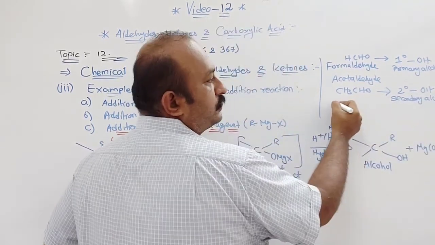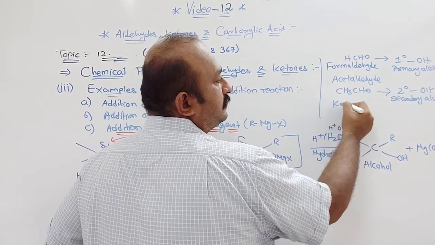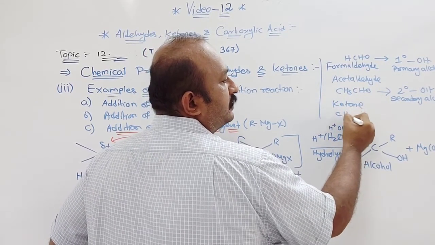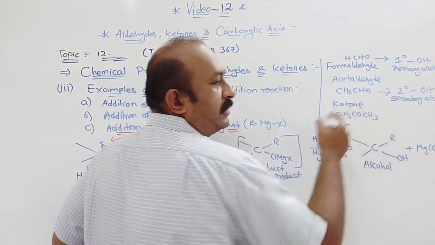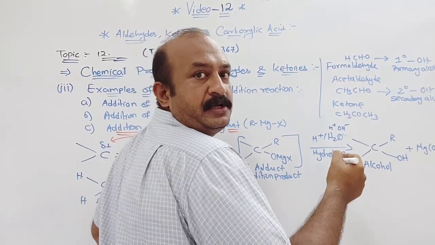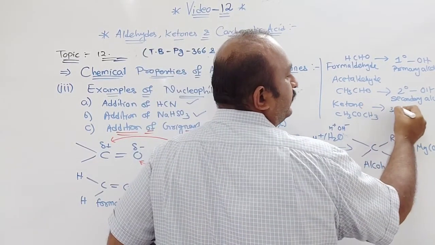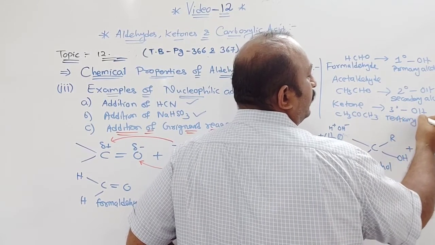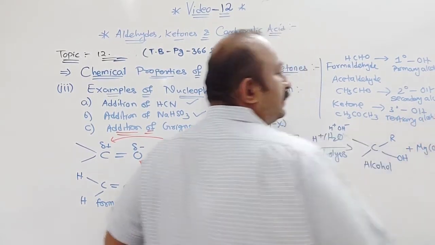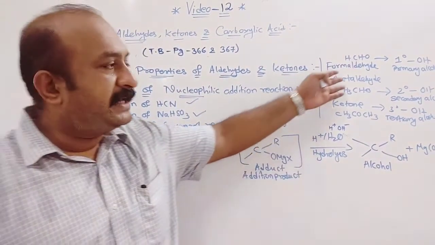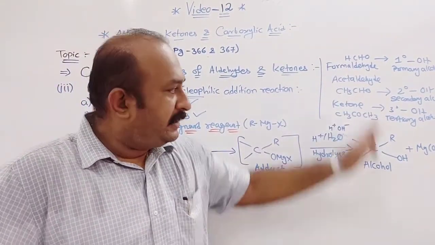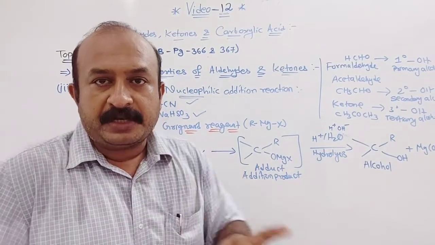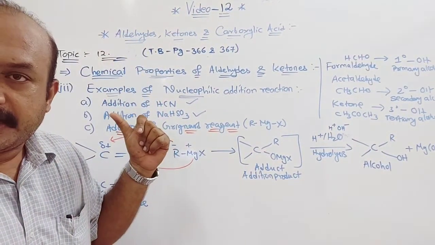Clear? And when you use ketone, the first ketone is CH3COCH3. We call it acetone or propanone. So when you take this ketone, you will get tertiary alcohol. Which alcohol? Tertiary alcohol. Understood this part? So this you have to remember. It can be asked in MCQ for 1 mark, and this full question can be asked for 3 marks. That is, addition of Grignard reagent.